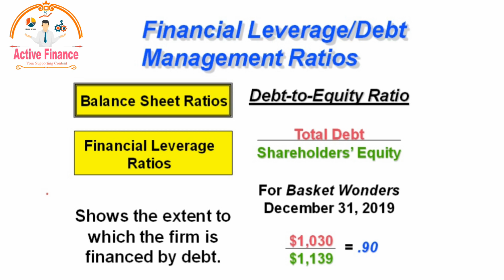So in this, the first ratio is the debt to equity ratio. It shows how the firm is financed from debt and equity. The formula for measuring this is total debt, or you can also call it total liabilities, divided by stockholders equity. We will find this information from the balance sheet. So let's have a look at the balance sheet.